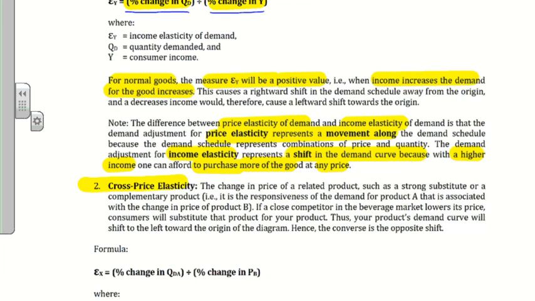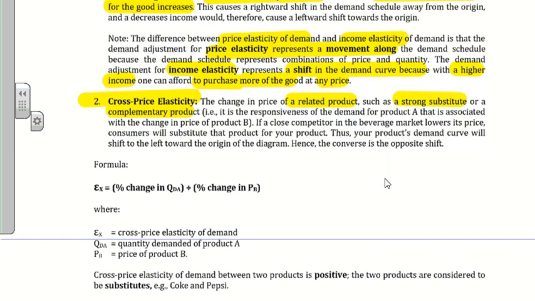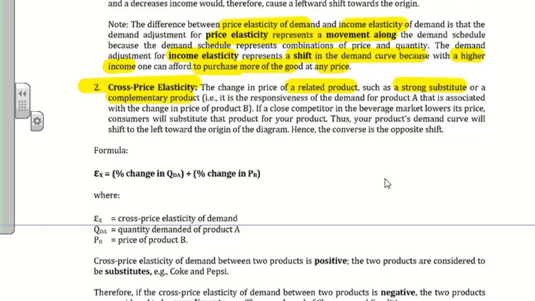Next one to consider is what we call cross price elasticity. And look at the words again. Cross price, it's a change in price of a related product like a strong substitute or a complementary product. So now if prices for your particular product go up too much, well, there is some kind of a substitute for you. And again, let's look at our equation.